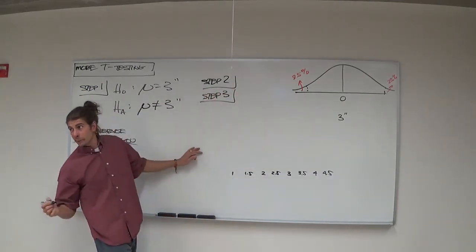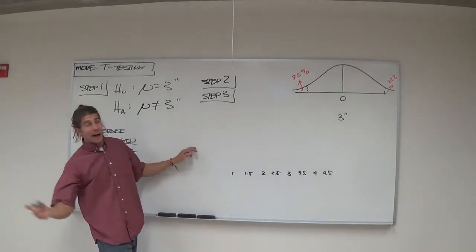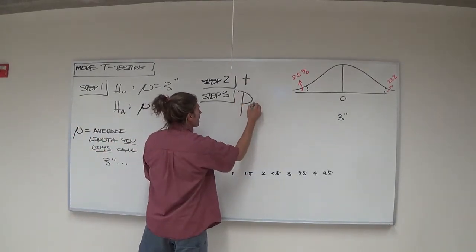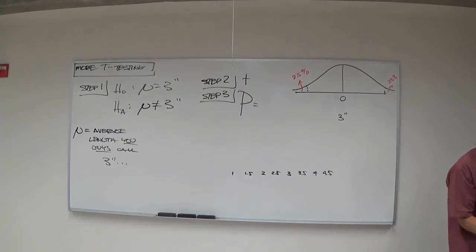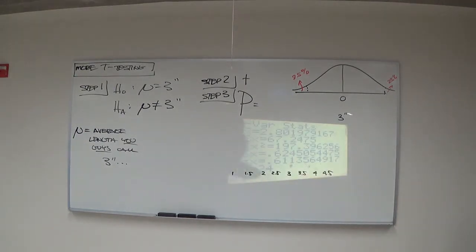What's our test statistics variable? Do you remember? You got it, Linz. T, and big P for a p-value. Let's find out what they are. All right. Stat, test, t-test. There's our buddy.